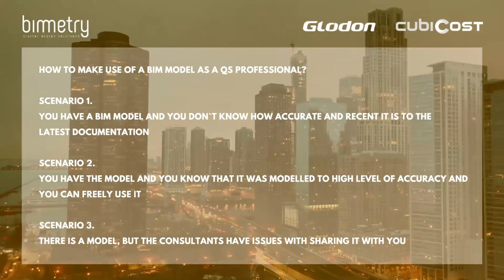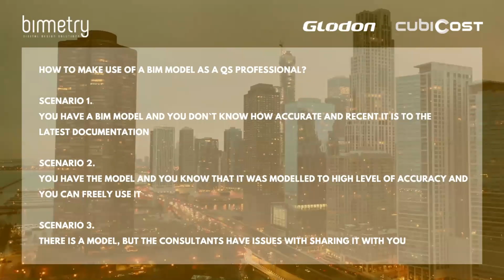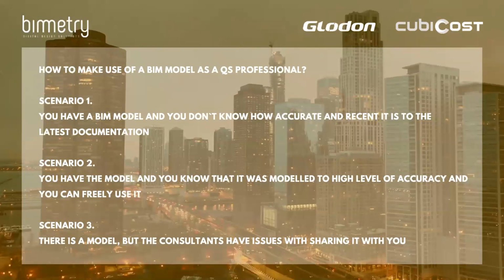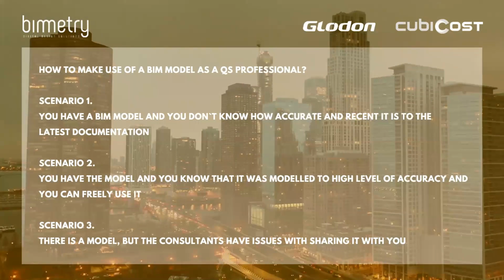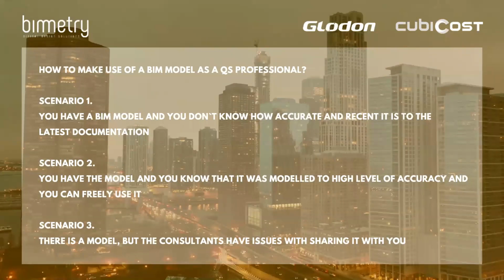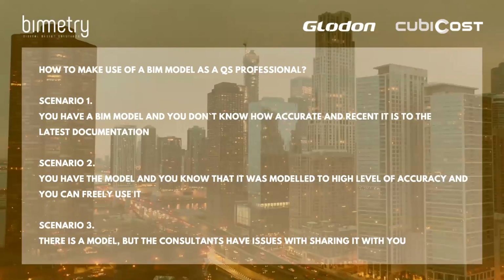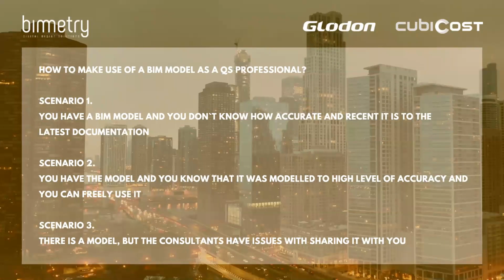Usually, there are three scenarios in which you can find yourself in regards to BIM models. In the first scenario, you get a new project and you know there is a BIM model, but you have no idea what the quality of it is, what the LOD or level of development is, how recent the model is, how well it's been modeled. Well, in that case, what you should do is check the model. And further in this course, we will discuss what problems you might find along the way, and also how to fix them to a certain extent.